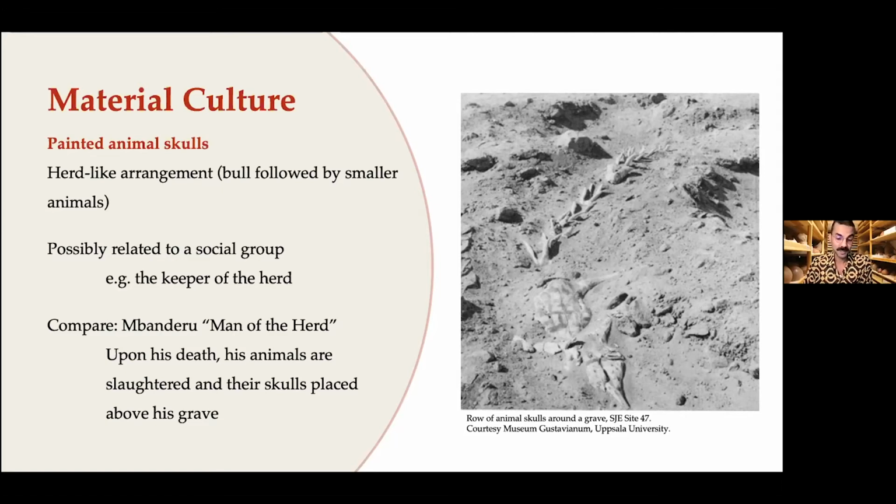And there are also some interesting parallels with more recent African pastoral cultures. For example, the Mbandaru communities in Namibia include a person called the man of the herd, who is responsible for caring for the animals, and upon his death, the part of the herd that he personally owned is slaughtered and consumed over the course of about a year. Then at the end of this period, the skulls of those animals are placed above his grave. And of course, we have to be careful in drawing connections between recent cultures and those from the long distant past. But in this case, the similarity seems quite compelling.